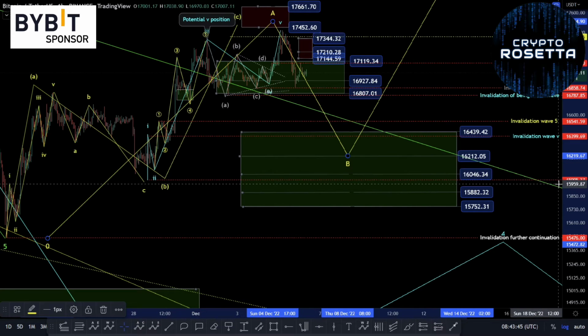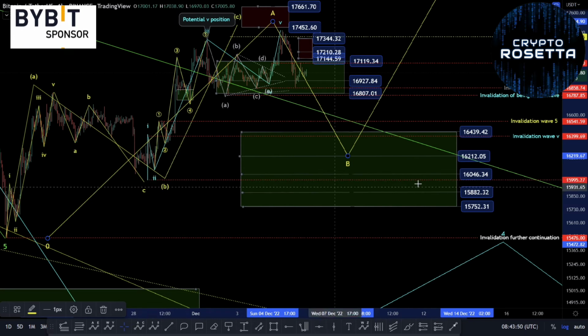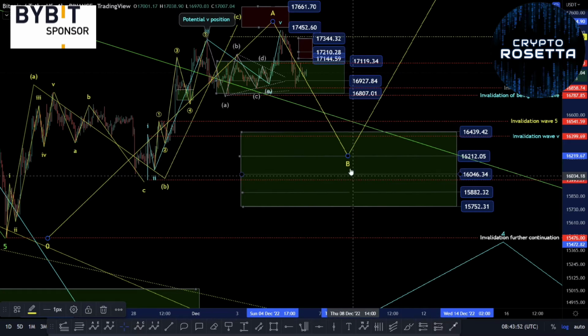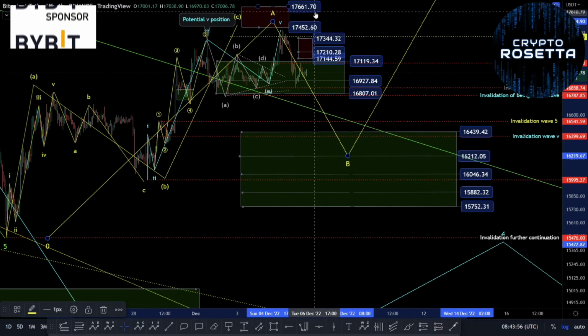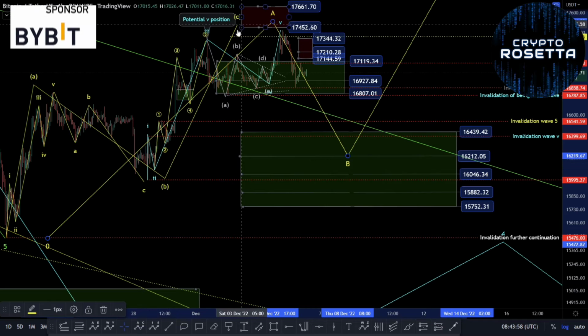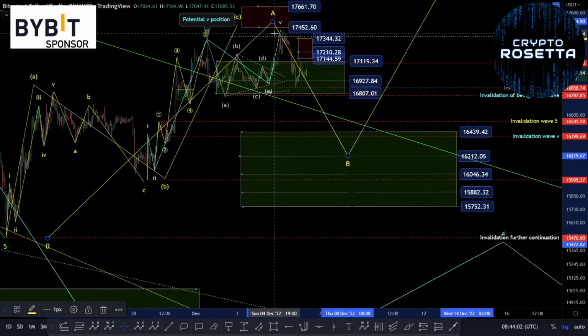But yeah, dropping below this 15,995 area would basically invalidate this being able to extend further, this 5-wave move here. So we'd have to just look at it as a zigzag up into this point.